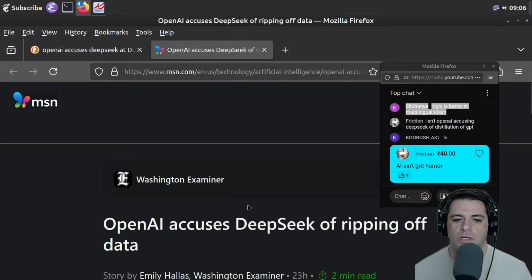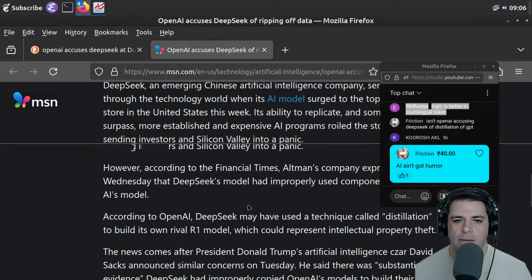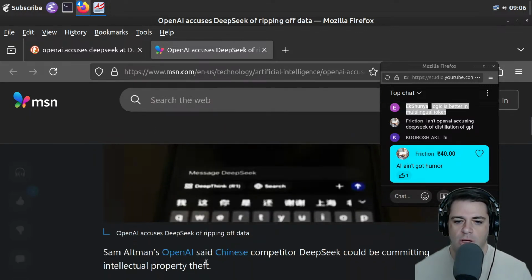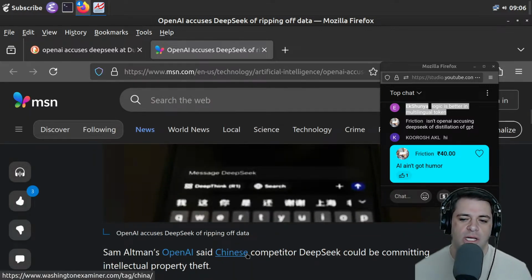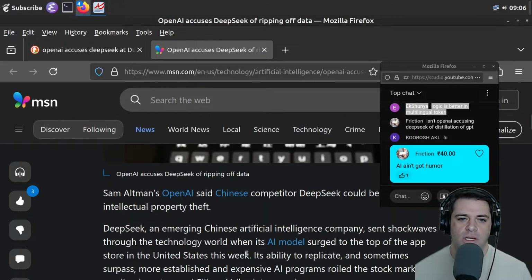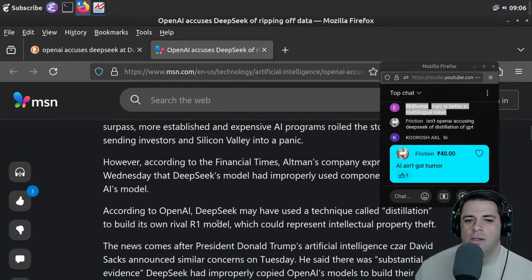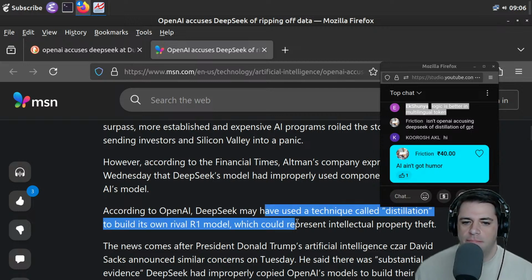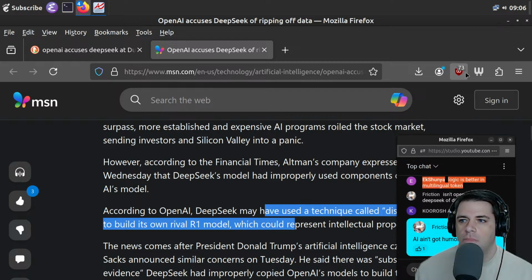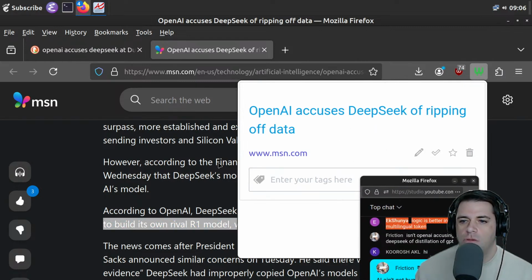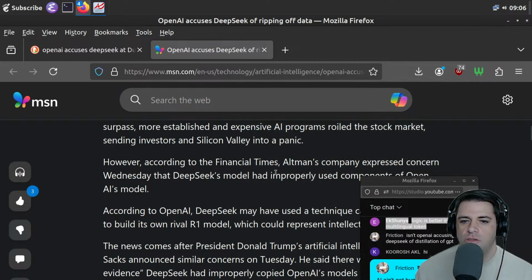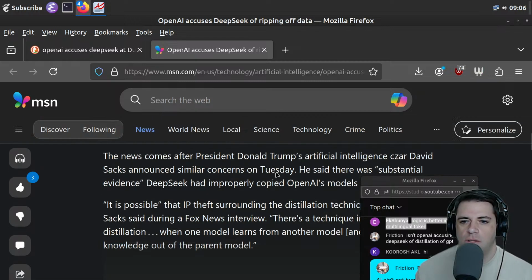Sam Altman's OpenAI said Chinese competitor Deepseek could be committing intellectual property theft, and it could have used distillation. It expressed concern Wednesday that, okay, and so on.